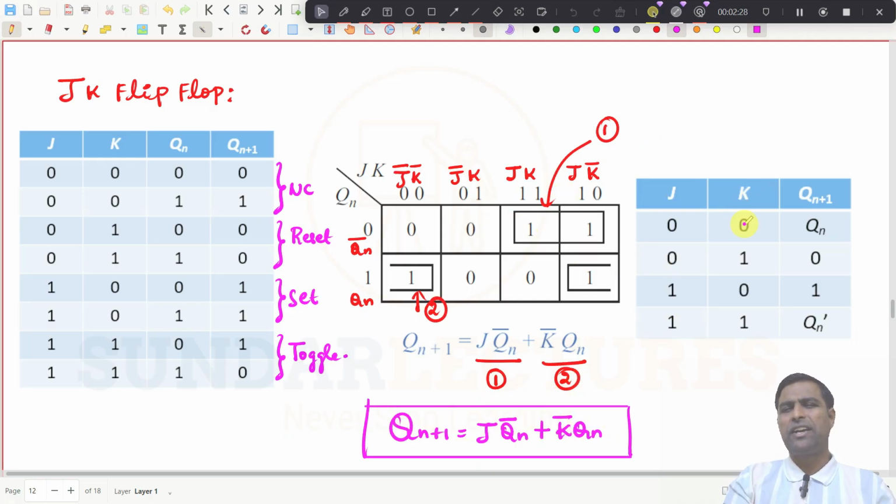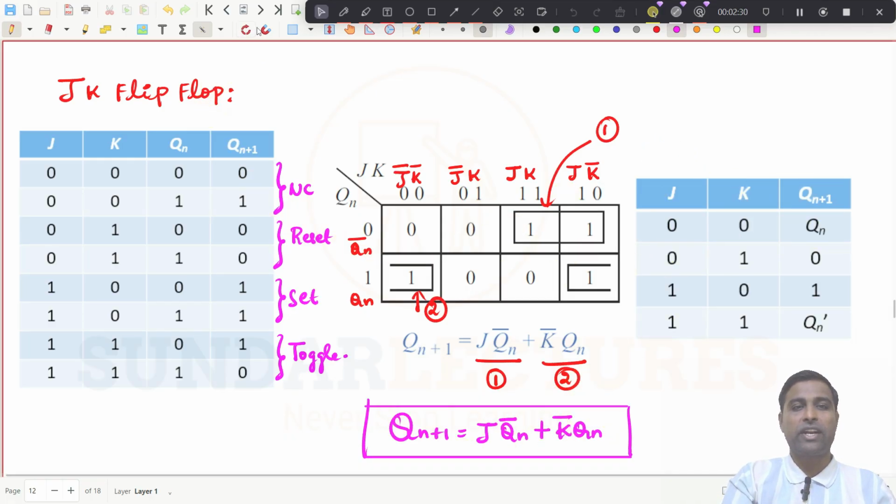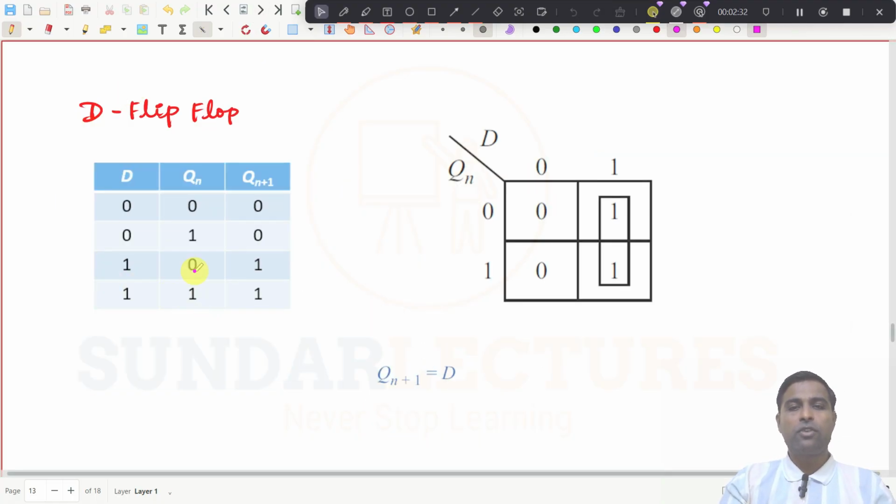This is a simplified truth table, all those kind of things we know already. We will go to the next one now. D flip flop, it is very simple. Why? Because only two inputs, right? So with only two inputs, there will be four different combinations: 0 0, 0 1, 1 0, 1 1.